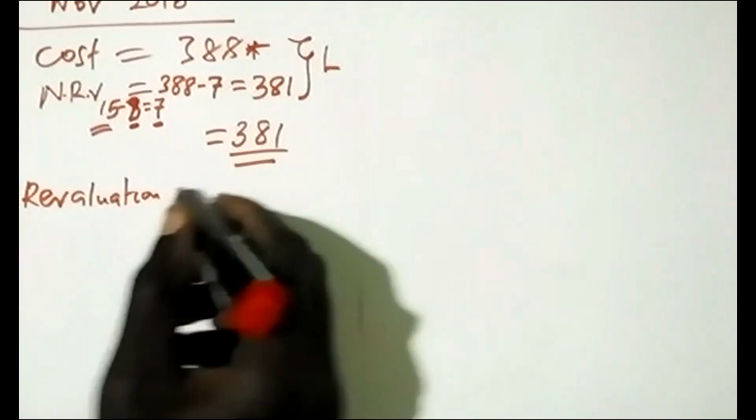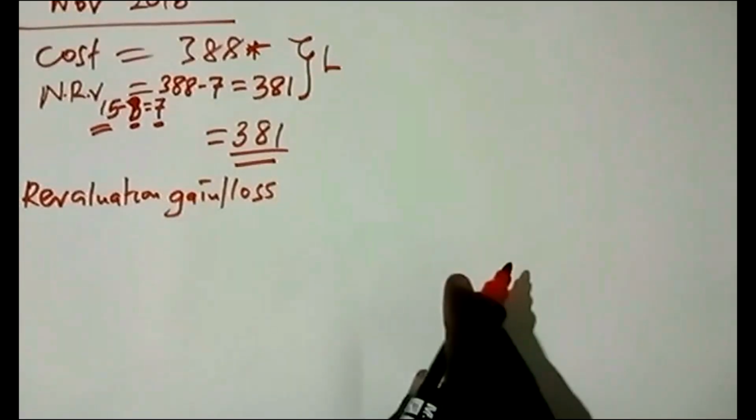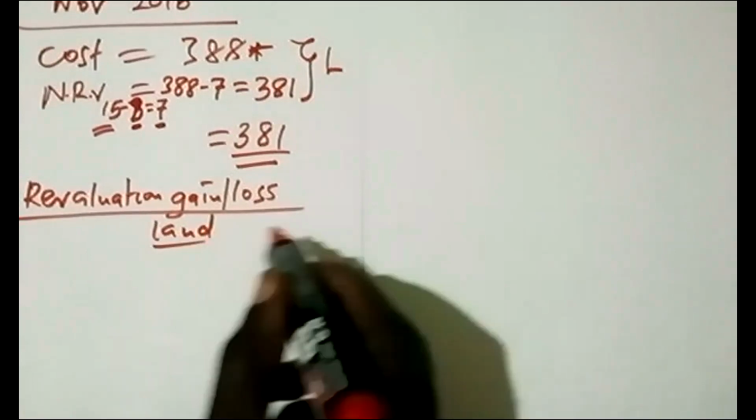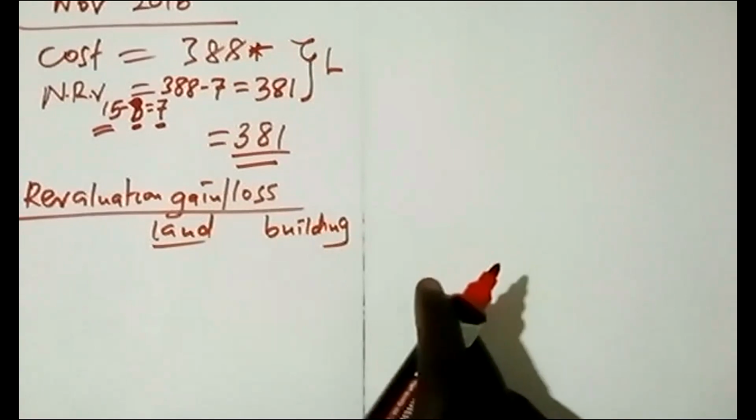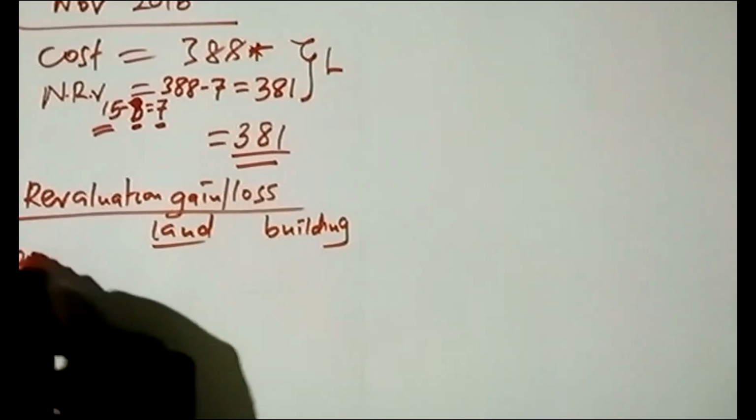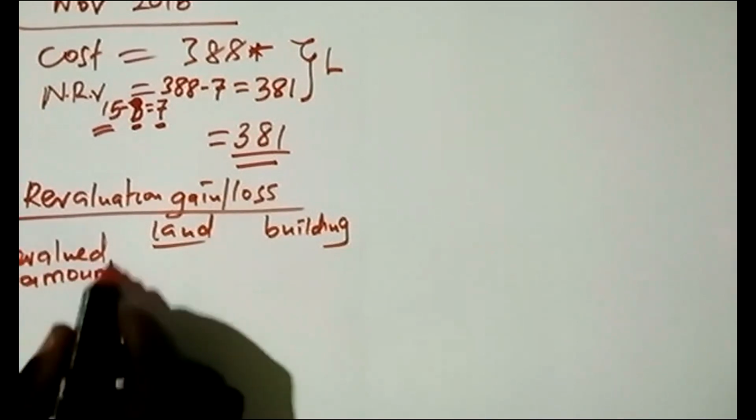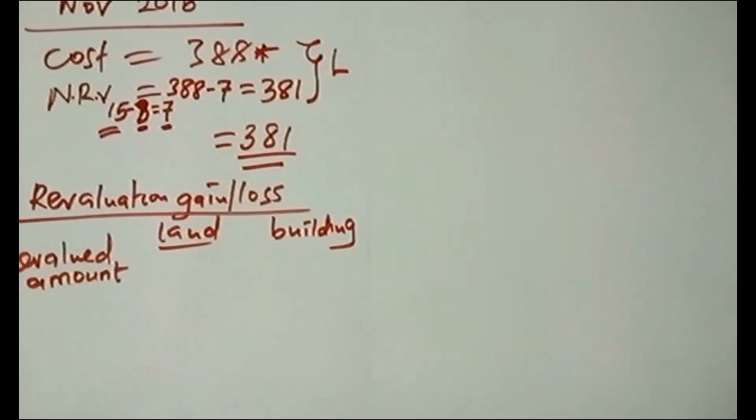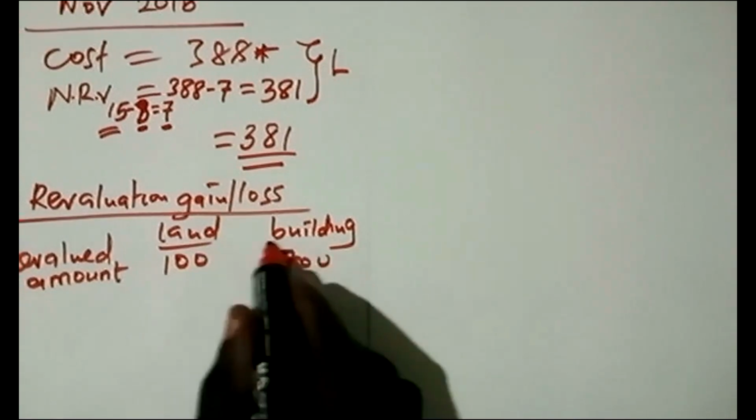So the revaluation gain or loss. This one is concerning, remember, land and building. So we have to start with the revalued amount. We were told that it was 800, including land 100, which means that this is 100, this is 700.